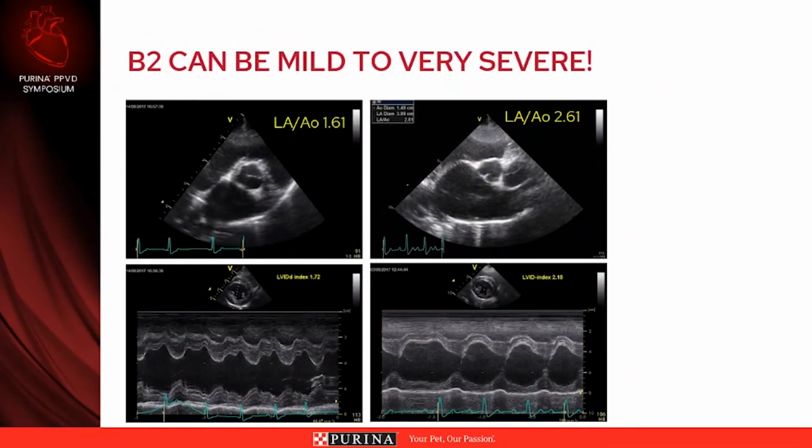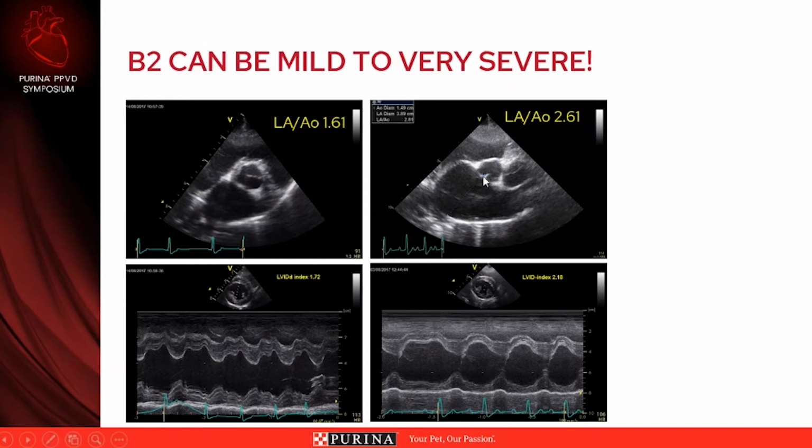So B2 actually ranges quite a lot. We see quite a lot of dogs staged with mitral valve disease before they get onset of congestive heart failure. And we have some dogs like this that just about make it. Their left atrial to aortic ratio is 1.61, so that is greater than or equal to 1.6, and then our index is 1.72. So this dog just makes it into EPIC inclusion, so he's entitled to get some pimobendan.